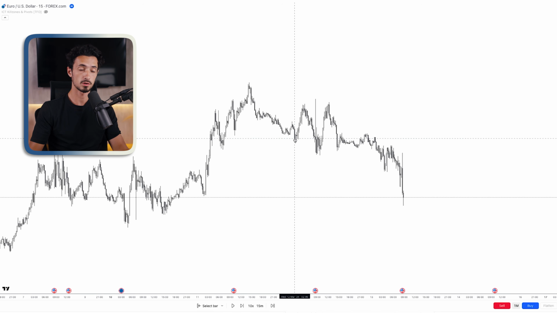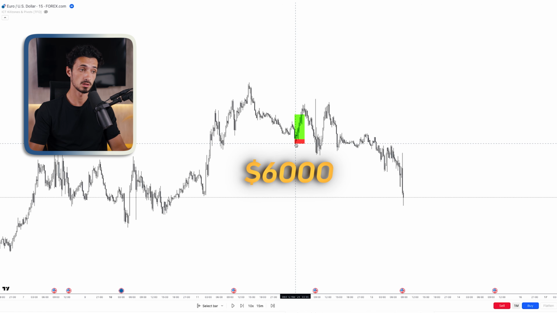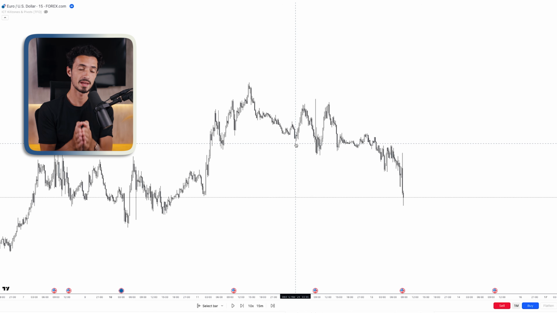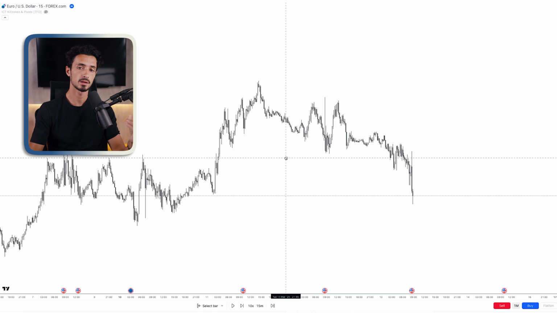So let's walk through this trade that I took, which is right in here, this long position that netted me just under $6,000 in a couple of hours, and give you the framework as to how I knew with a probable edge that the market would do this.